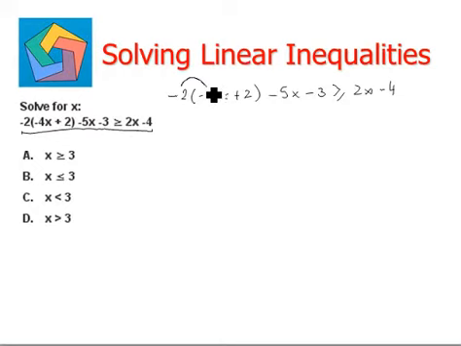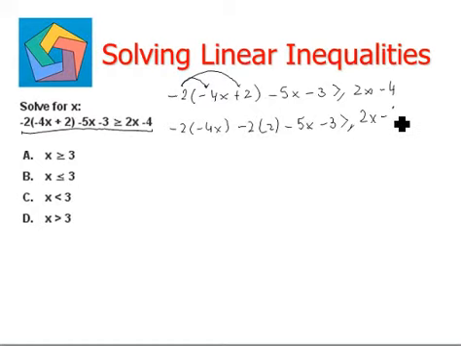Negative 2 times negative 4x, then negative 2 times the positive 2. Here we are applying the distributive law with negative 2 distributed to both the terms inside the parentheses, and the rest stays as it is. Now negative 2 times a negative 4. Two negative numbers when multiplied, we get a positive number. So 8x, negative 4, minus 5x minus 3 is greater than or equal to 2x minus 4.